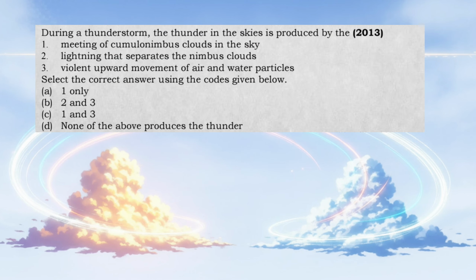During a thunderstorm, the thunder in the skies is produced by the meeting of cumulonimbus clouds in the sky. Lightning that separates the nimbus clouds. Violent upward movement of air and water particles. Option A, 1 only. Option B, 2 and 3. Option C, 1 and 3. Option D, none of the above produces the thunder.